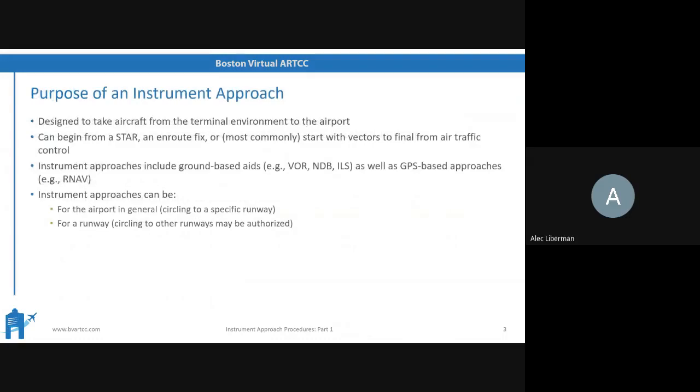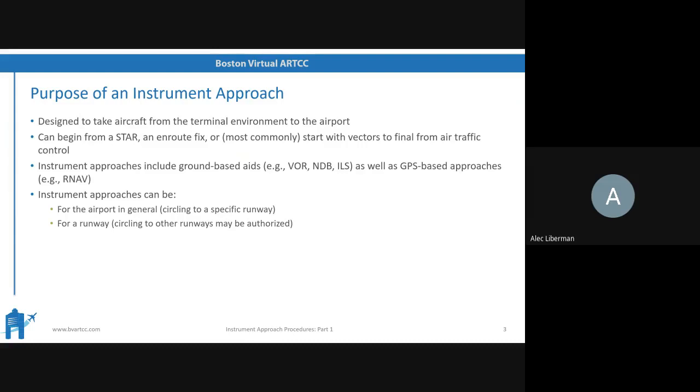So what's the point of an instrument approach? It takes an aircraft from the terminal environment to the airport. So from descending into an airport and being around an airport to the actual runway. This can begin from a STAR, which is a standard terminal arrival route. We'll talk about those in another session. It can begin from an en route fix, or most commonly, it'll start with vectors to final approach from air traffic control.